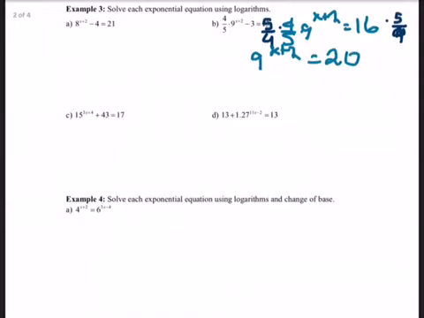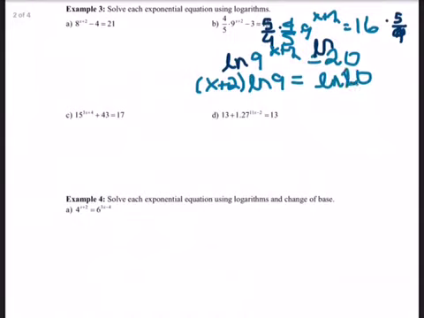Now I can take the natural log of both sides since the stuff raised to a power is isolated. I'm going to take the natural log of both sides. And that's going to leave me with x plus 2 times natural log of 9 is equal to natural log of 20. So I'm going to divide both sides by natural log of 9 to give me x plus 2 is equal to natural log of 20 divided by natural log of 9. And then I would subtract 2 from whatever that answer is.